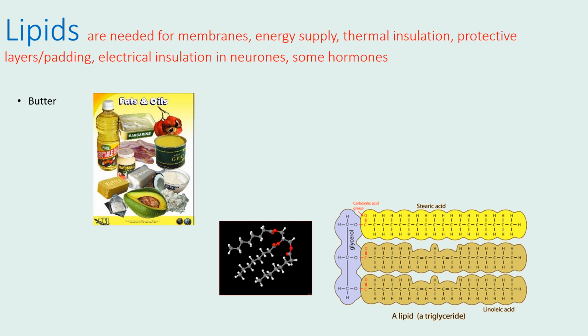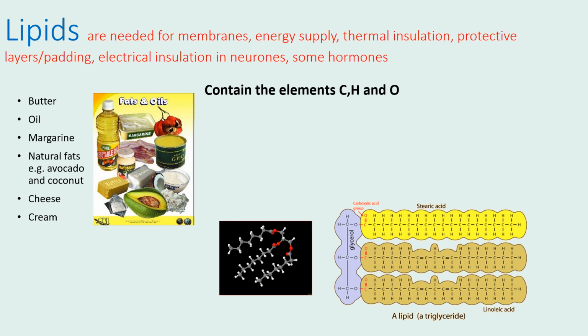Now, we get it a lot in our diets from butter, different oils, so olive oil, vegetable oil. We get it from margarine as well. You can get a lot of lipids in avocados, coconuts, seeds, cheese, cream as well. Now, they contain the elements carbon, hydrogen and oxygen, which I'm sure you realise is the same as carbohydrates, but they're arranged slightly differently.